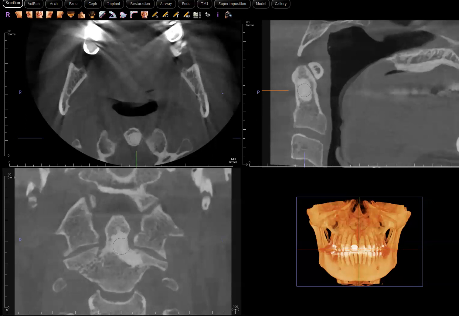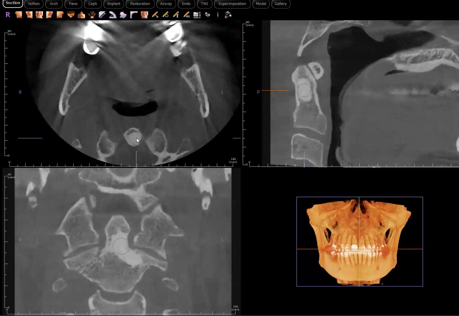So I would like to start out with this case where I have already moved my crosshair to the area of interest, and that is cervical spine C2. And as you can best see in this coronal view, there is a very well-defined radiopaque lesion at C2 involving part of the odontoid process and extending left lateral to involve the lateral mass.